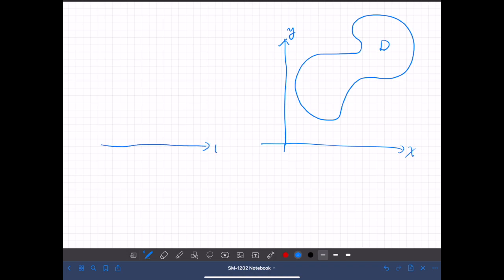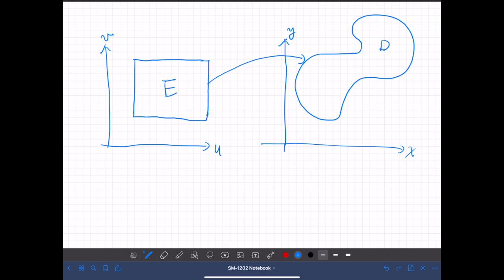Let's call them u and v, so that the rectangular region in this uv plane corresponds to the closed region in the xy plane. Let's call this region A.